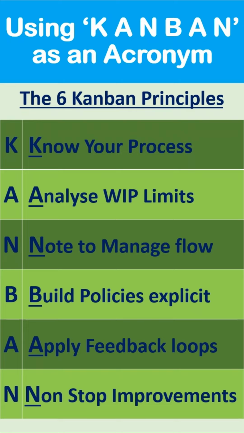A is for applying the feedback loops. That means the internal feedback as well as the feedback from the customer to make the product more efficient, more quality oriented. So that regular feedback is pretty much important. N is for non-stop improvements. That means collaboration within the team, with other teams, as well as with the customer, and an approach of continuous experimentation to make the product and process more efficient.